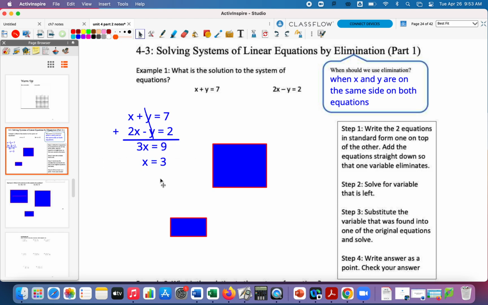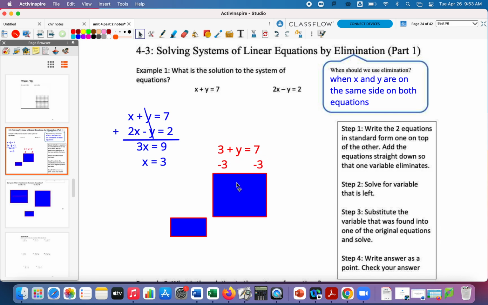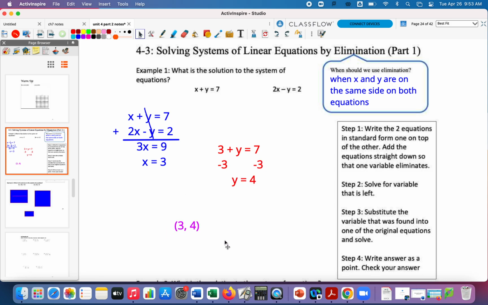Remember when we're doing a system though, we need both the x answer and the y answer. So the next thing you can do is pick one of these equations, doesn't matter which one. I think this one looks a little bit easier to use. So I'm going to use that equation, but I know the x value has to be 3. So 3 plus y equals 7. You can minus 3 on both sides to cross out the 3, and we continue solving for y, which will just be 4. So our answer is going to be 3, 4. These two lines, if I were to graph them, would cross at 3, 4. And there we go. Let's try that one more time.